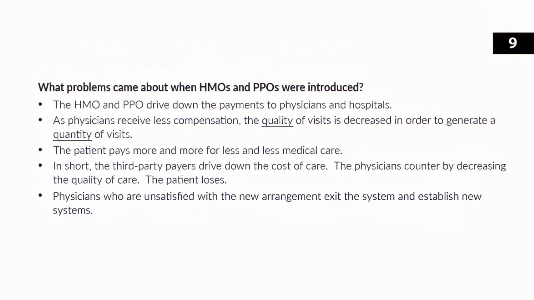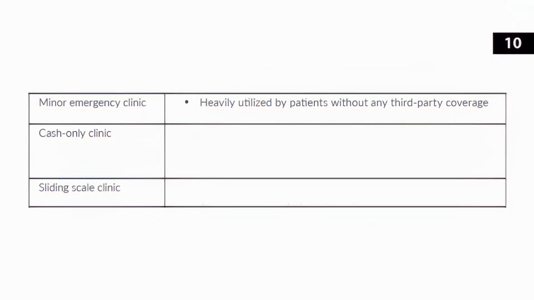Physicians that are unsatisfied with the new arrangement leave the system and establish new systems. Maybe they go back to the old system and stop accepting insurance. There's some freedom to go in and out of the system, but that's becoming more difficult as time goes on. So if the physician wants to establish a new system, what options are there? Minor emergency clinics are heavily utilized by patients without third-party coverage, but they usually offer no primary or secondary prevention.